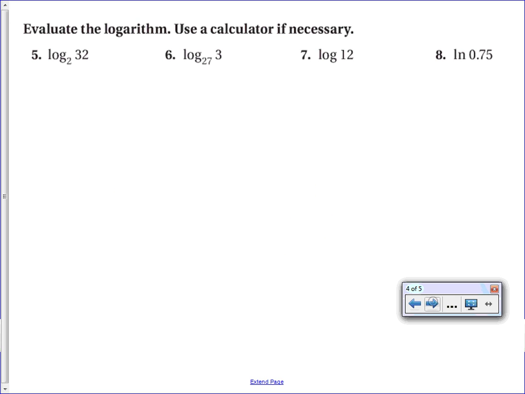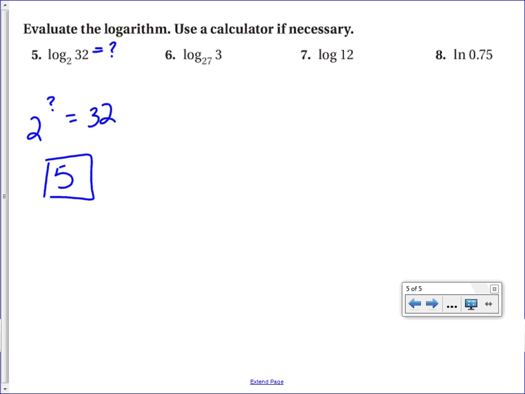Okay? So on the last section where it says evaluate the logarithm, use the calculator if necessary, you'll notice that the first one is a log base 2. I just told you you can't use your calculator unless it's base 10 or a natural log. Well, this one's not base 10, it's not a natural log, so this is a clue that I'm going to have to do this one in my head. I am looking for the value of the question mark: 2 to the something power equals 32. By now I know that 2 times 2 times 2 times 2 times 2 is 32, which means my exponent, my value of the log, would be 5.